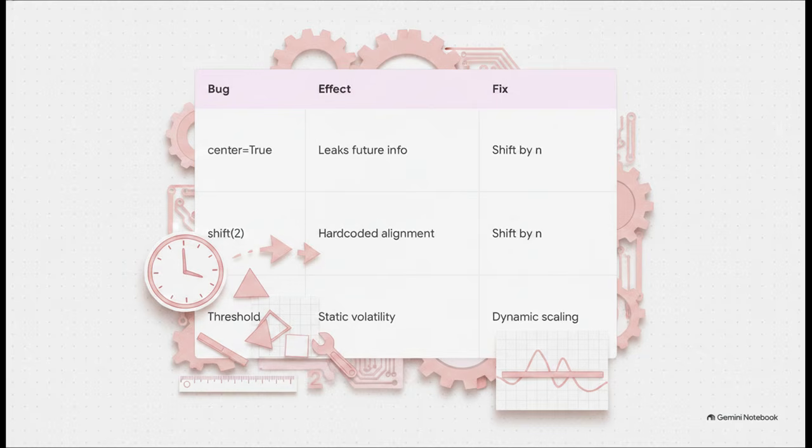And bug 3, a static volatility threshold. The code was supposed to filter fractals based on dynamic market volatility, but it completely ignored the input data and used a flat 0.1% threshold for everything. High volatility, low volatility, it just didn't care.